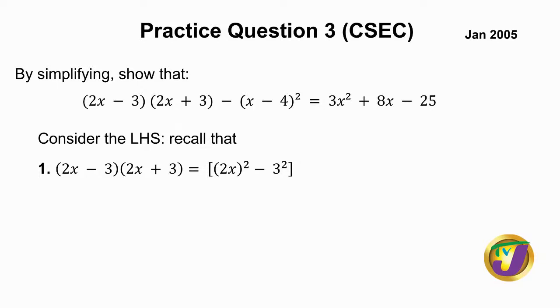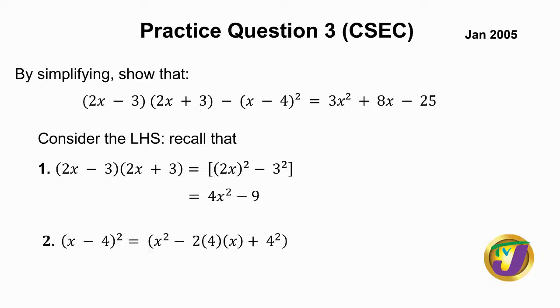We would have just substituted what is now our A and our B into the general form, which is A squared subtract B squared. And our A is 2x and our B is 3. And of course, we're squaring both the coefficient and the variable. So the entire term is being squared, and not just the variable. So if you have 2x squared, that would not have been correct. We're squaring the entire term.